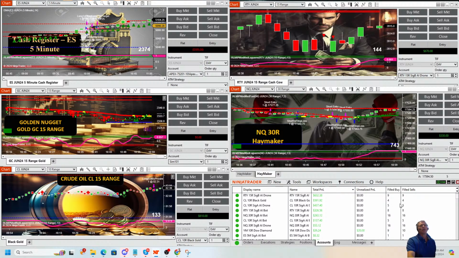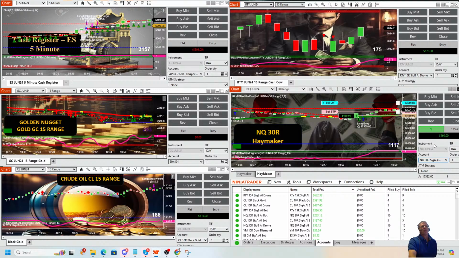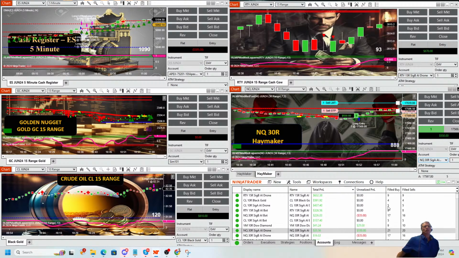The NQ 30 range signal A was in a beautiful trade. So we'll let those two strategies run in the background now, and then we'll come back to them in a few minutes, in about 10 minutes.